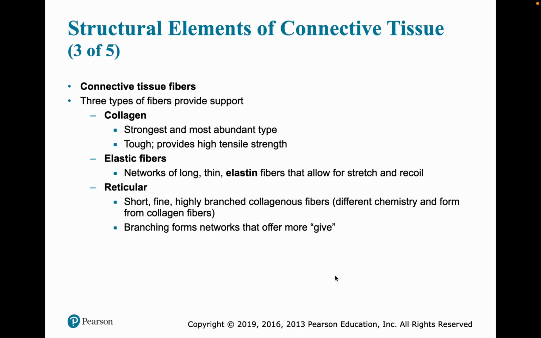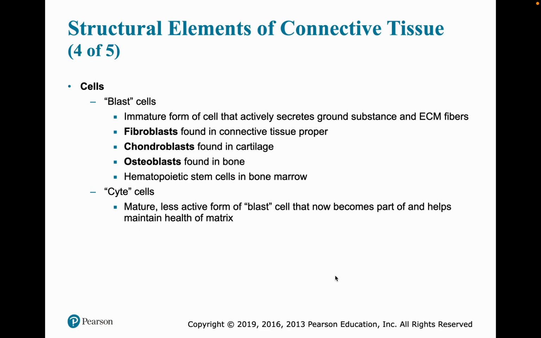So the connective tissue fibers, there are numerous, but we can break it down into three major ones: collagen, elastic, and reticular. Collagen fibers are the strongest, most abundant type. They're very tough. They have a high tensile strength. You can pull both ends and it will last. Then there are elastic fibers, which are long, thin, elastin fibers, and they are elastic because they have the ability to stretch and recoil. Reticular fibers are short, fine, highly branched collagenous fibers. It's a different form of collagen than in collagen fibers. But the reticular fibers are going to have more give to them. They're not as well structurally defined as collagen fibers.